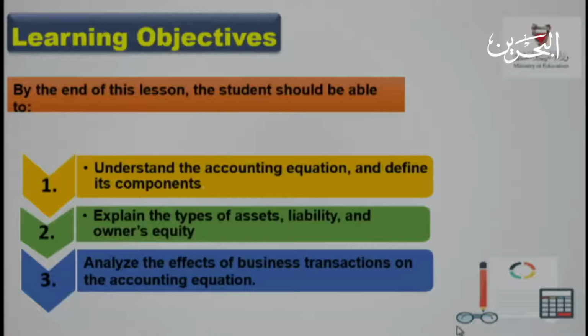Our learning objectives for this lesson: at the end of this lesson, the student should be able to understand the accounting equation and define its components. Second, explain the types of assets, liabilities, and owner's equity. Finally, analyze the effect of business transactions on the accounting equation.